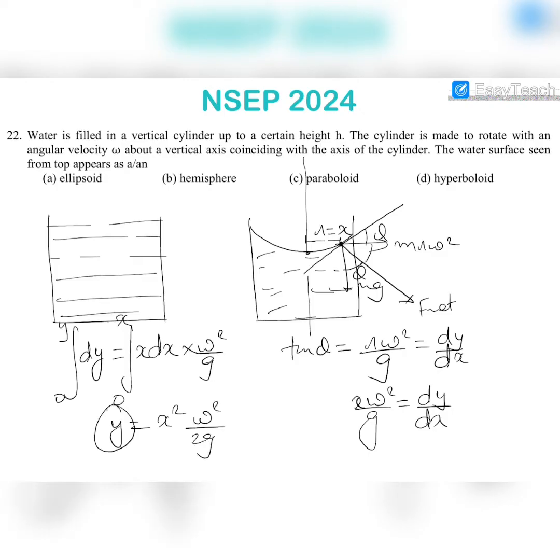So this is a parabola, which means that the two-dimensional shape of this surface will be a parabola, and the 3D form of the parabola is obviously paraboloid. So the correct answer is C. Now let us move on to the next question.